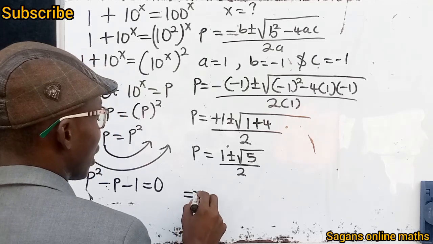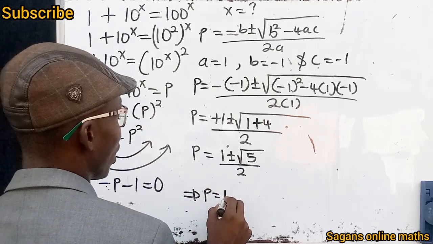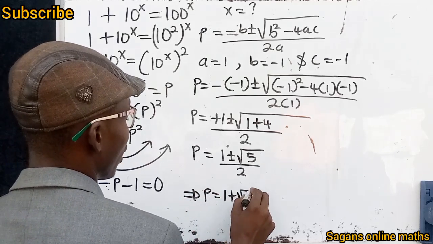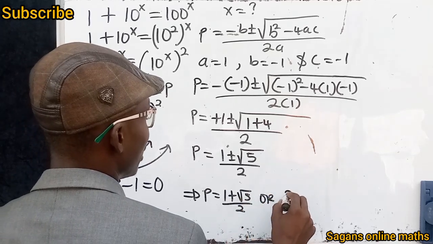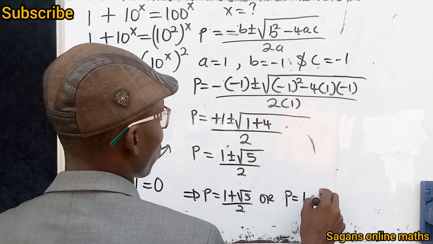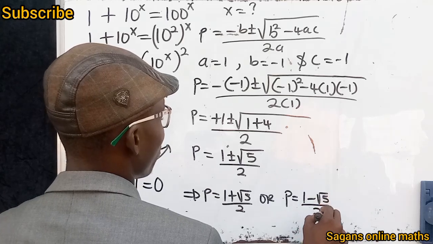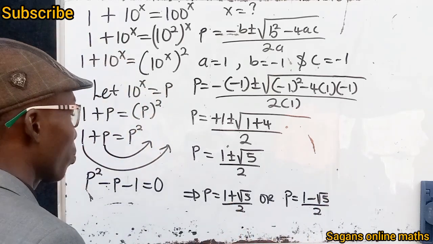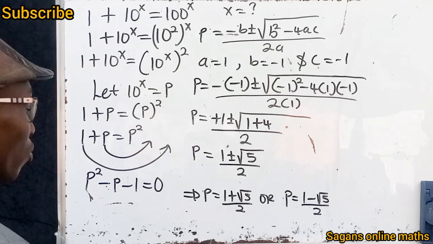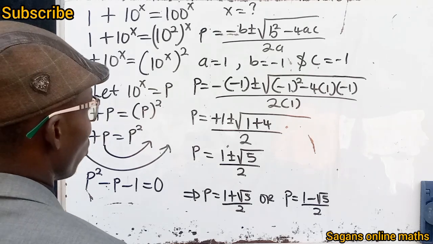This implies that our p is equal to 1 plus root 5 divided by 2, or our p is equal to 1 minus root 5 divided by 2. This is the value of p. But remember, we are not asked to solve for p. We are asked, what is the value of x?